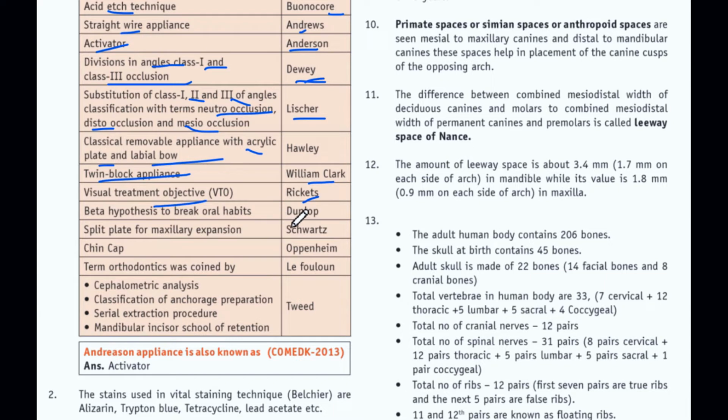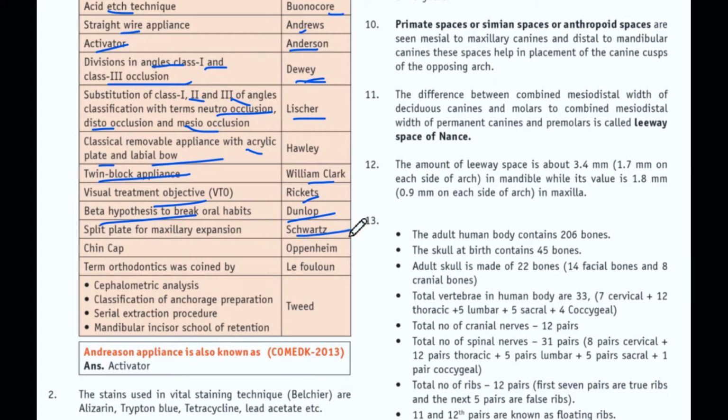Then we have Dunlop, who gave beta hypothesis to break oral habits. The child should be asked to sit in front of a mirror and asked to suck his thumb, observe himself as he indulges in the habit.